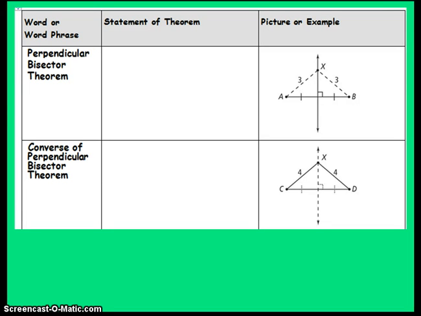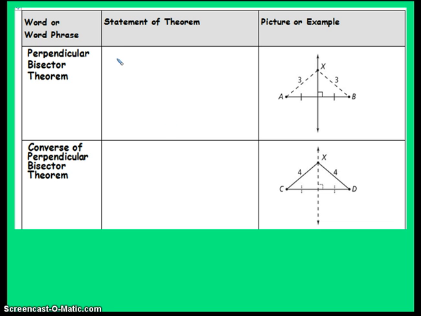Okay, the next section is section 5.2, and it talks about perpendicular bisector, angle bisector, and their converses. And so we're going to write the theorem, so I'm going to show you the picture or example, and then you're going to have some applications down at the bottom of your sheet.